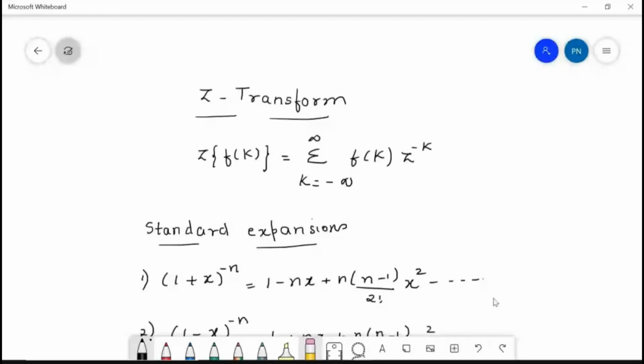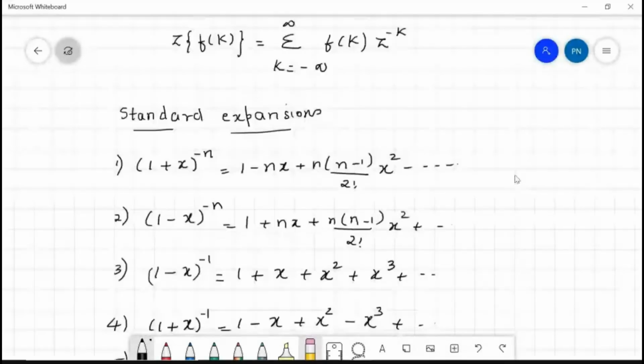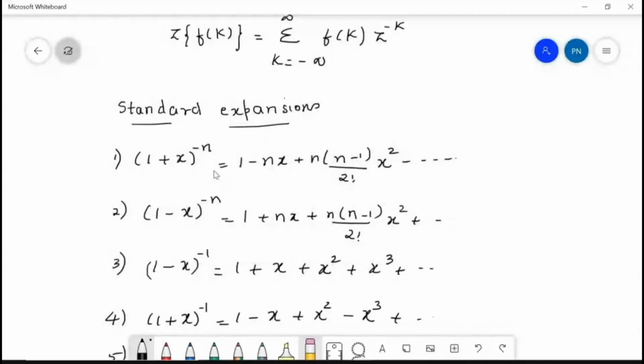So the first one is the binomial expansion, which is 1 plus x whole raised to minus n. You have done all these, nothing new in this. So if you have 1 plus x whole raised to minus n, then we have 1 minus n, this is nC0, nC1, nC2, etc. Just like Pascal's triangle, we had nC0, nC1, etc. But here you will be having negative.